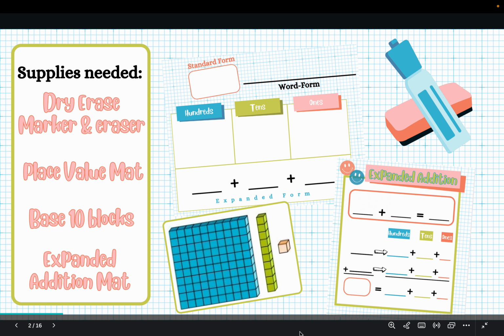Here's our supply list. Please make sure you have all these supplies in front of you. If you don't, pause the video and go get them now.